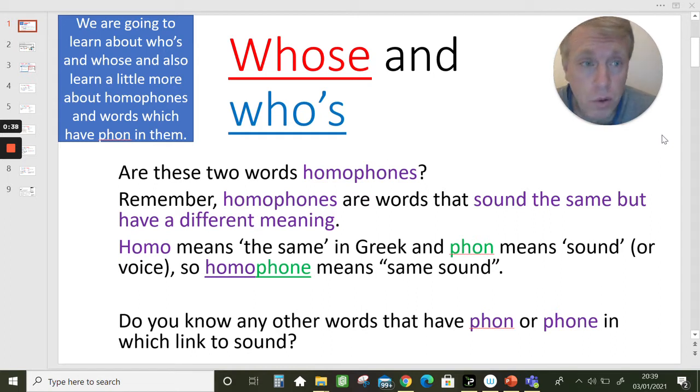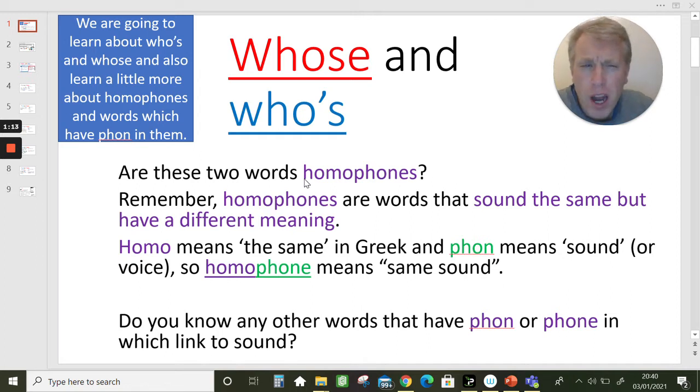So, the first question for you to think about. The words here, one in red, one in blue. Are these two words homophones? Remember, homophones are words that sound the same, but have a different meaning to each other. And they come to us from the Greek language. Homo means the same in Greek, and phon means sound or voice. So homophone means same sound.